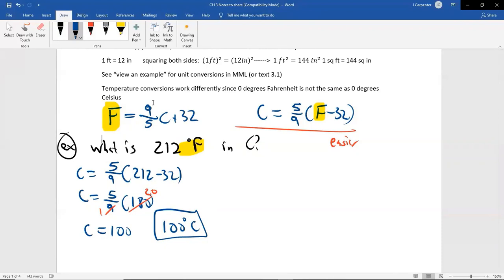Also, that means you can't use the proportions version of it. These aren't inversely proportional either. It's nothing to do with proportions. Temperature conversion is just a fancier formula.